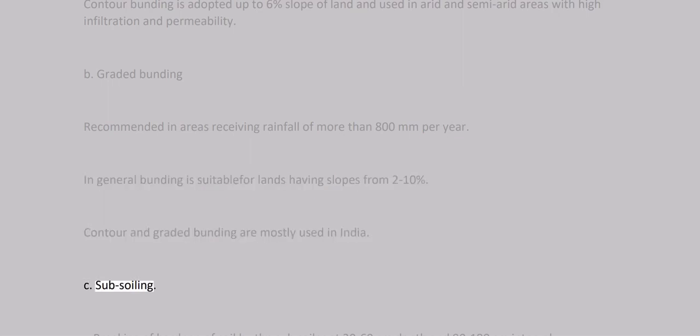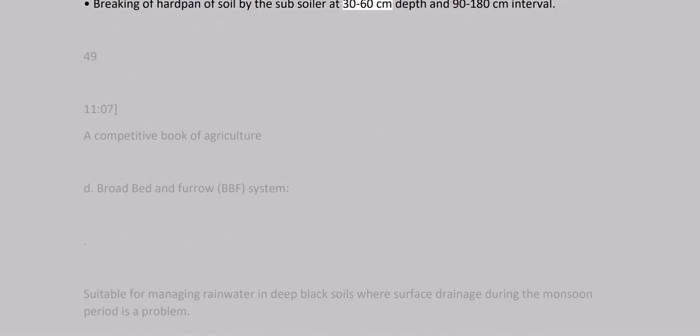C. Subsoiling. Breaking of hardpan of soil by the subsoiler at 30 to 60 cm depth and 90 to 180 cm interval. D.